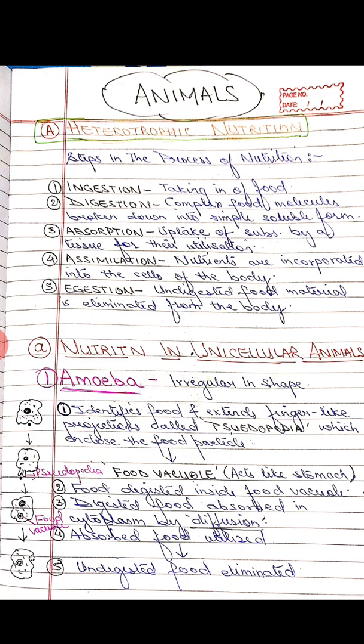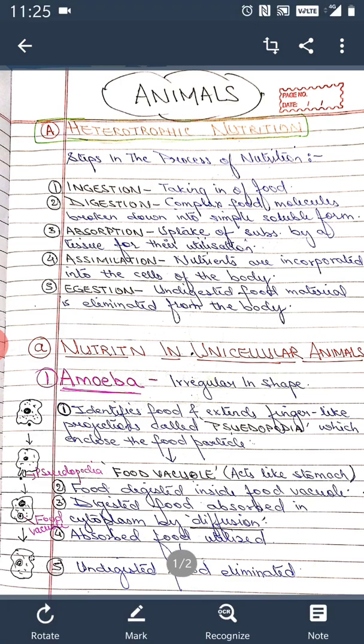Now we are going to discuss nutrition in unicellular animals. We are going to discuss amoeba and paramecium. If you talk about amoeba, we already know that amoeba is irregular in shape and does not have a specific mouth or an anus. So how is it going to take food?